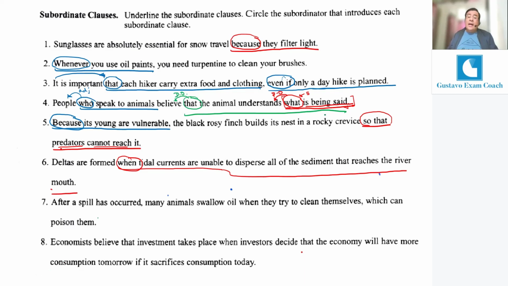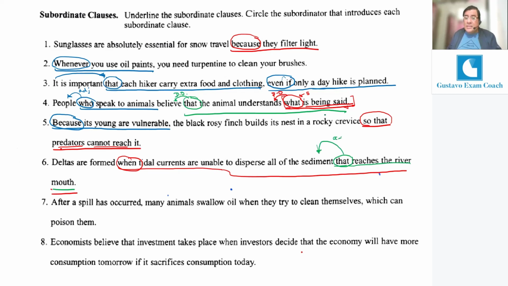Take a look at the word sediment. The word sediment is followed by another clause starting with that. That reaches the river mouth. So we have a subject here, which is that itself, reaches the conjugated verb, then the other words that complete the idea. That reaches the river mouth, and that is also the subordinator at the same time. And that reaches the river mouth is actually describing some kind of attribute or characteristic of what? Of the sediment that precedes it. All right?